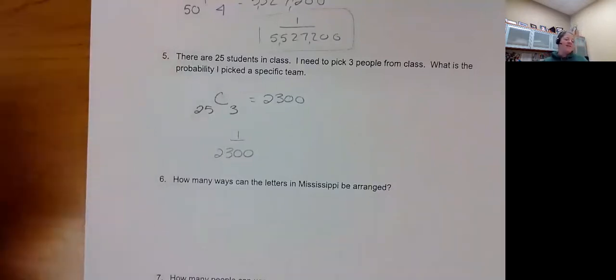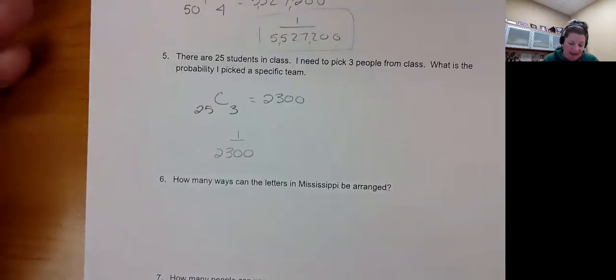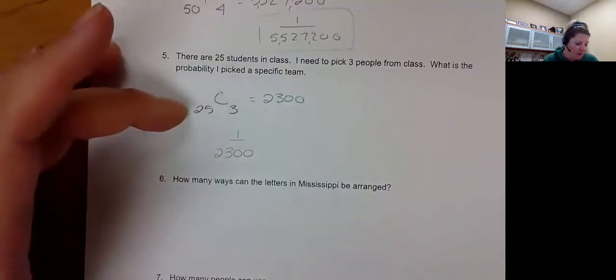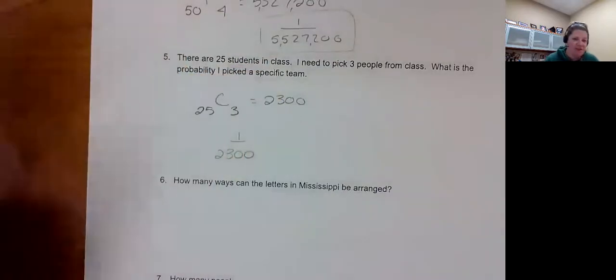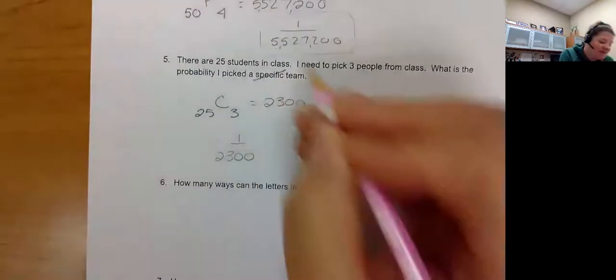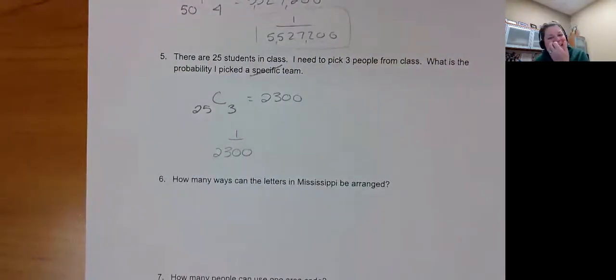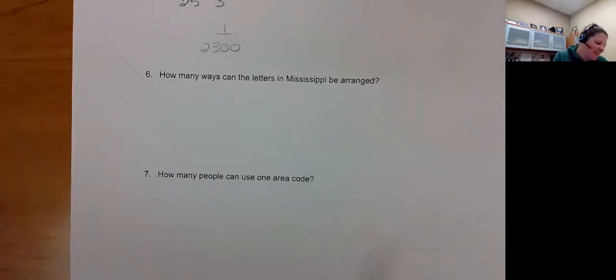Had I said I need to pick a president, a vice president, and a secretary, then I would have been being really specific and I would have needed a permutation. Okay, I feel like that word specific shouldn't be there. Pick the team. I'm just trying to get you to recognize that when I'm being really wordy, it's more of a permutation, and then that word, or you're being specific.